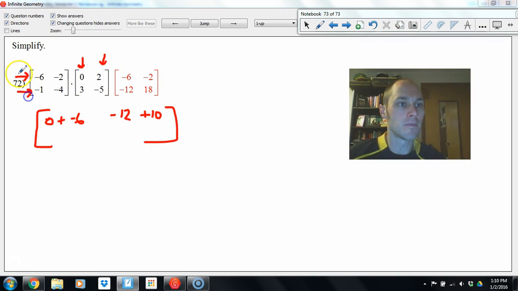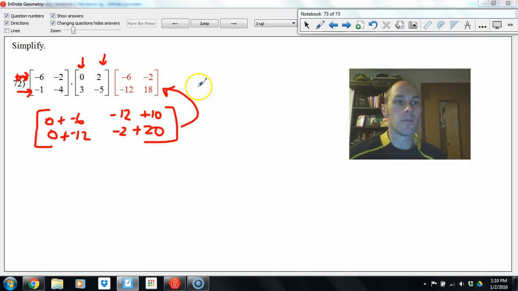Then we move down to the bottom. Negative 1 times 0 is 0. Or sorry, got to move over. So negative 4 times 3 is negative 12. We add those up, that gives us negative 12. Stay in the bottom row, go to the final column. Negative 1 times 2 is negative 2. Move over, negative 4 times negative 5 is positive 20. Negative 2 plus 20 is 18. So that's how we multiply matrices.